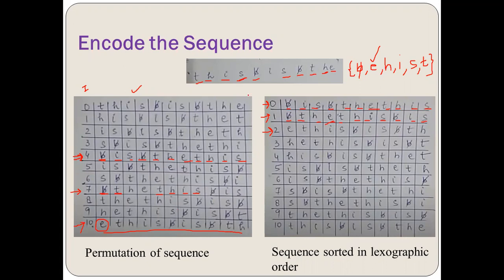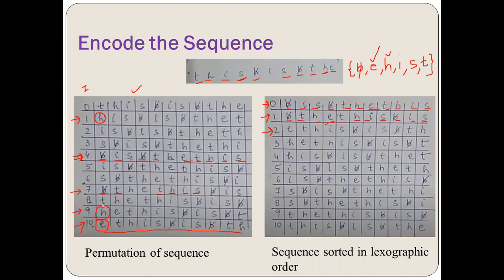After that I have H. Now see, again I'm looking for the row in which H is having the first position. So I can find the first row is having H as the first position, and then I have one more that is at the 9th position.